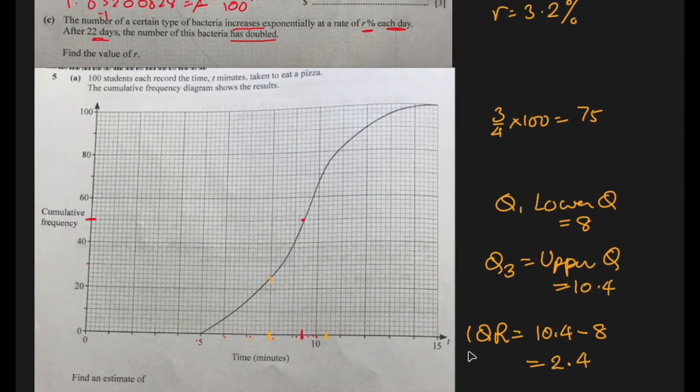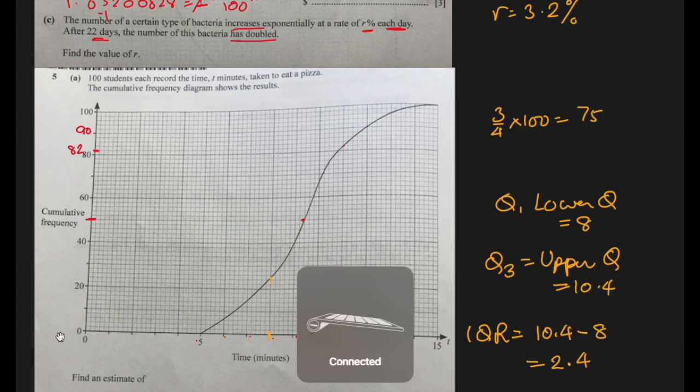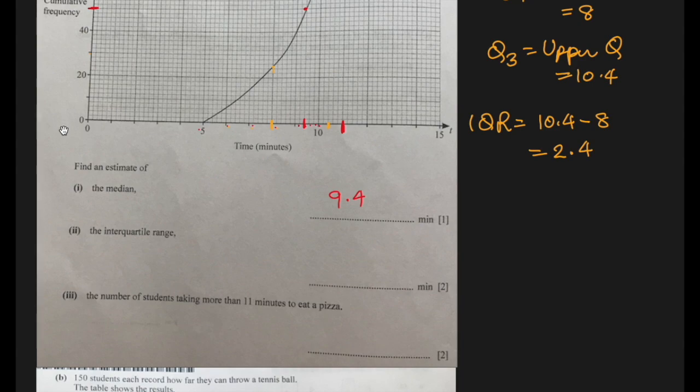Okay, the number of students taking more than 11 minutes to eat pizza. Let's go back to our graph. 11 minutes is here, right? So let's see how many students are taking 11 minutes. This is one section, this is 90, and they have 5 sections in between. That means this line where I've drawn is 82. 82 out of 100 are taking less than 11 minutes, but the question is how many of them are taking more than 11 minutes?